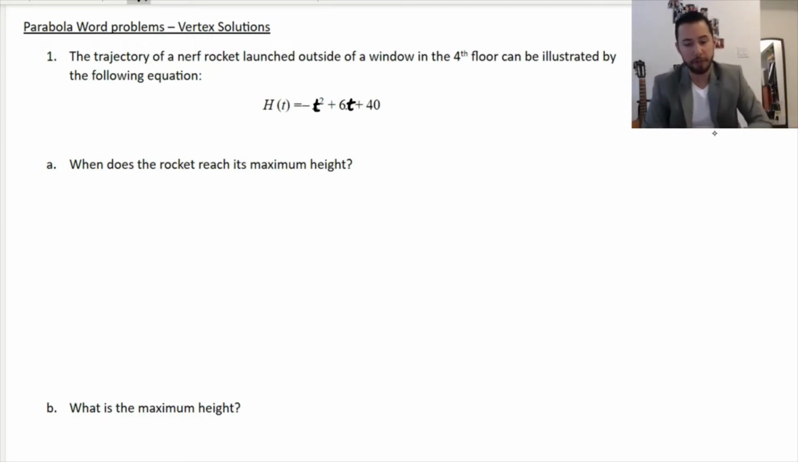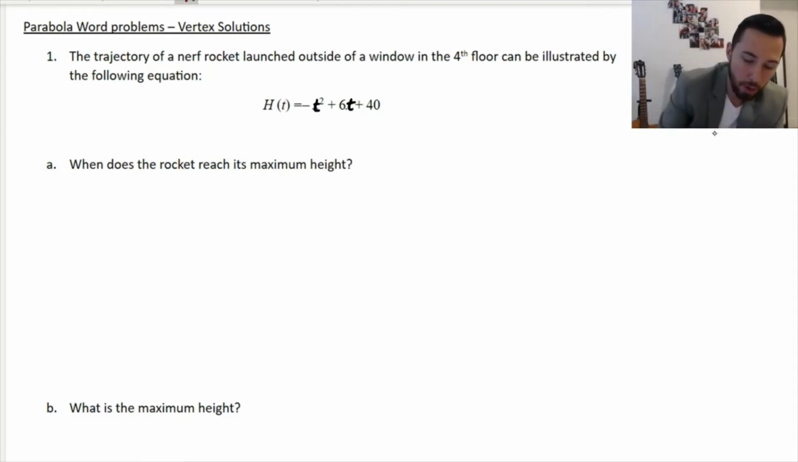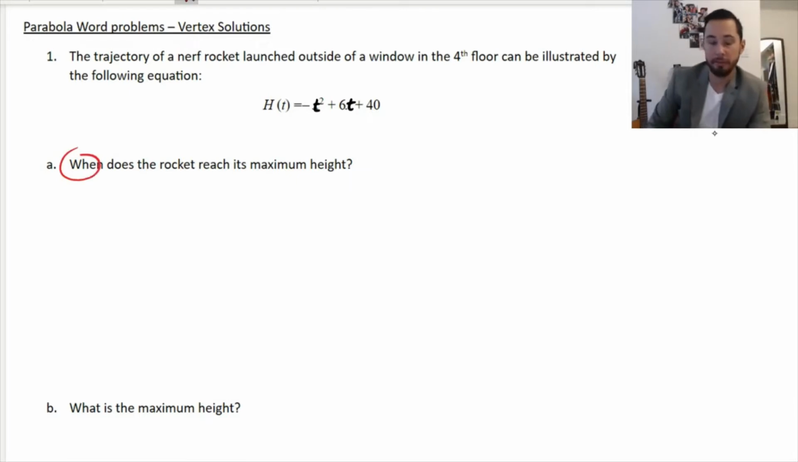So we have the trajectory of a Nerf rocket launched outside of a window in the 4th floor can be illustrated by the following equation. I have h of t is equal to negative t squared plus 6t plus 40. So when does the rocket reach its maximum height? So when does it reach the maximum height? So right off the bat, I should know that they're asking me for time, right?